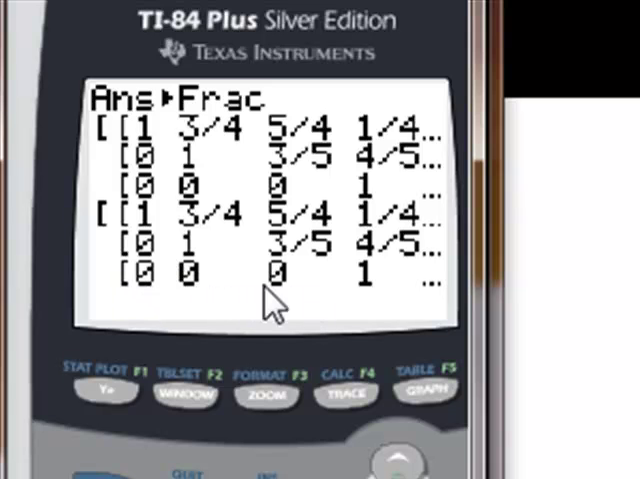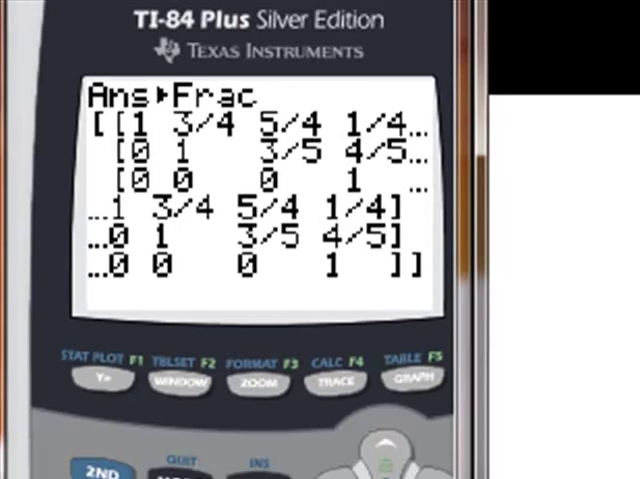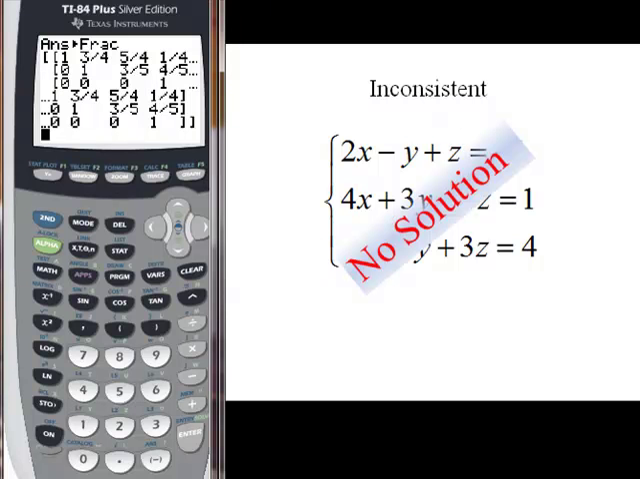Notice this last row, though. I have 0, 0, 0, 1. Let's see if there's anything after that 1. It's just 1. What this is saying is 0 z's equals 1. That would be basically saying 0 equals 1. That is inconsistent. So if you have zeros for all your variables and then a number in your solution vector, it's what we call inconsistent, which means there's no solution to the system. So that's how we can recognize the three cases from the graphing calculator.